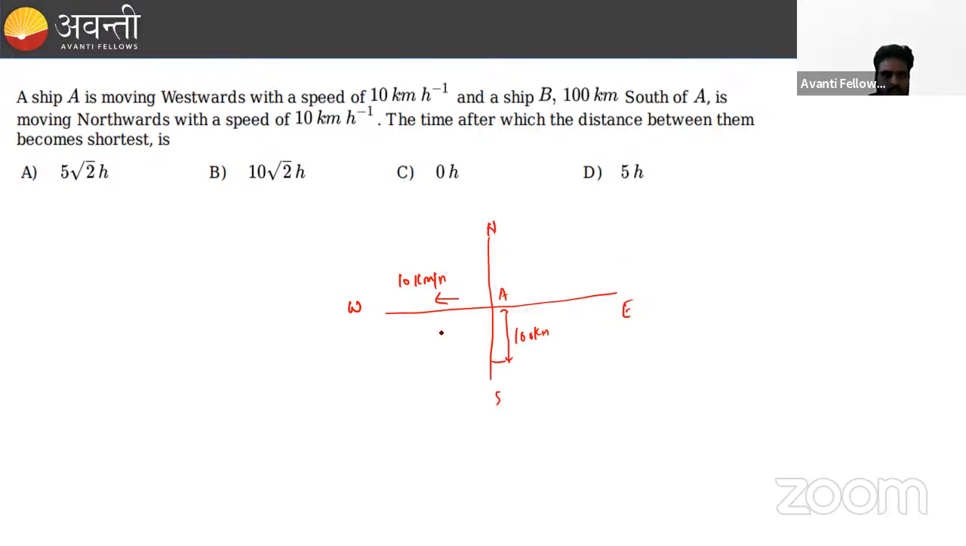And ship B is moving in the northward direction. So this is ship B, moving in this direction at 10 km per hour.